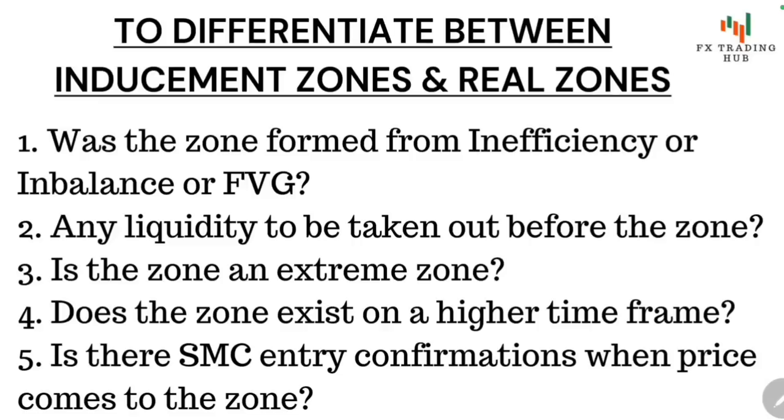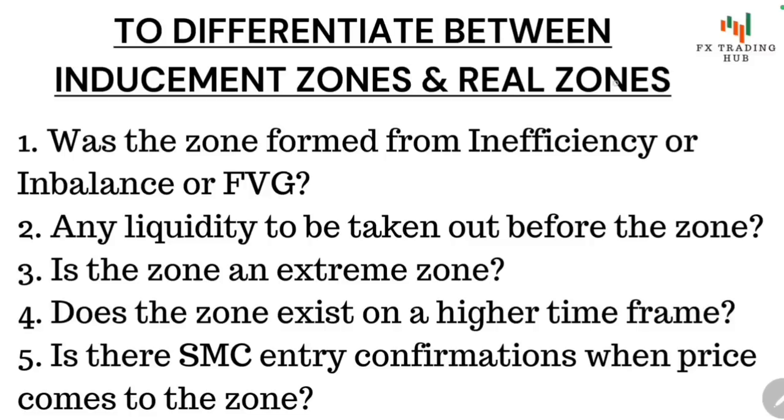The second criterion is: was any liquidity taken out before the zone? Most times, zones that do not have liquidity before them could be used as liquidity. Liquidity serves as fuel for the market. Liquidity serves as impetus, energy for the market, for a move to take place. So if there is liquidity before a zone, that zone's probability will go up.